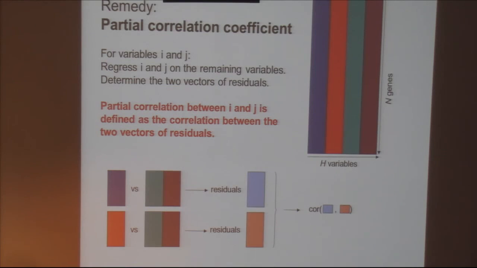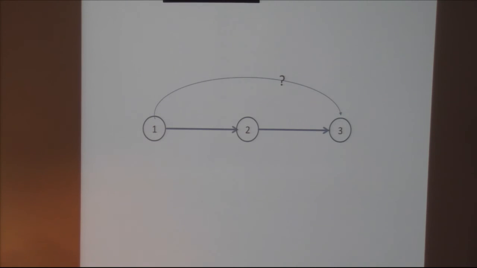Okay. The partial correlation is defined as the correlation between these vectors of residuals. It's a very straightforward definition, and that, as I said, is about 100 years old. Why would you do that? Yeah? Why would you do that?